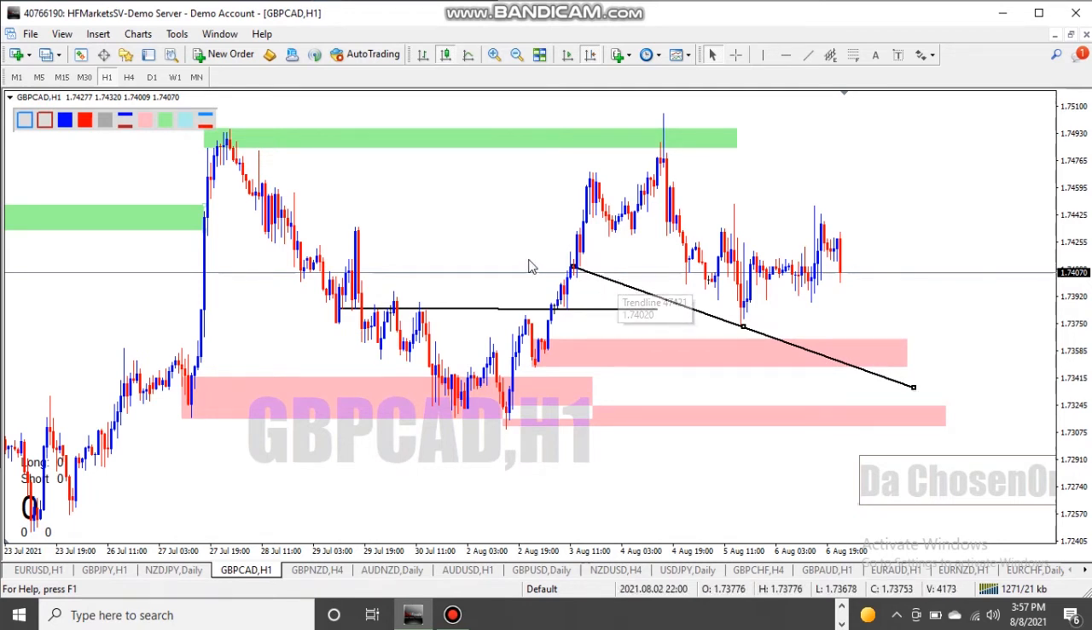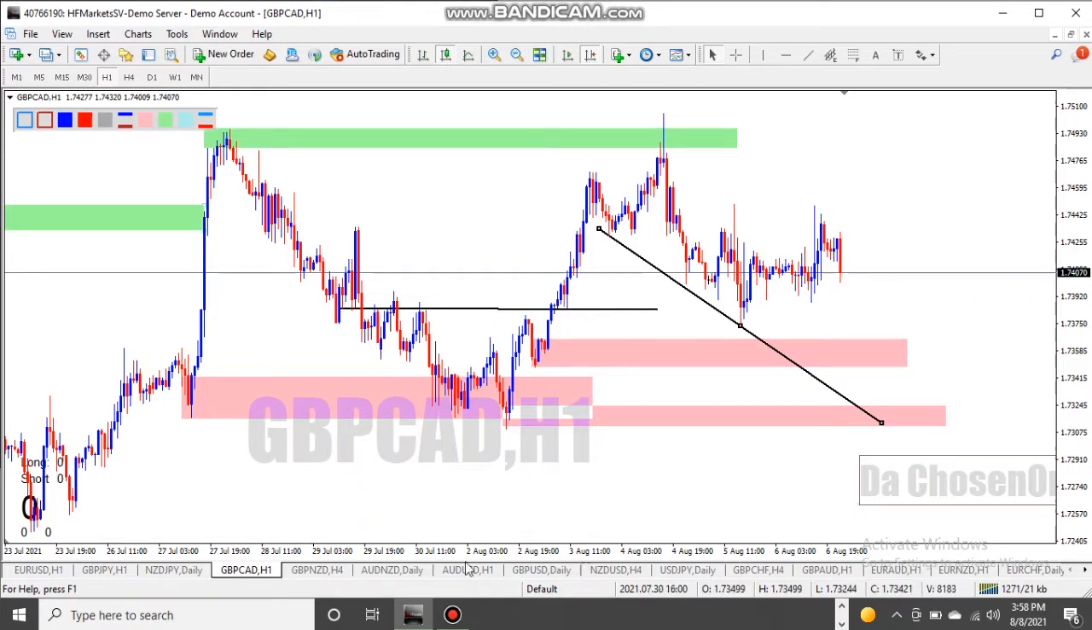And our PA, we have this PA which goes in line with this decision point. We also have this PA which goes in line with this decision point. So you're gonna see where price reverses from. So yeah, we're gonna wait for price.